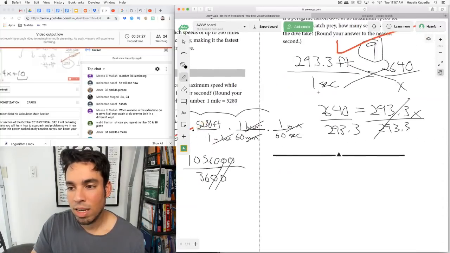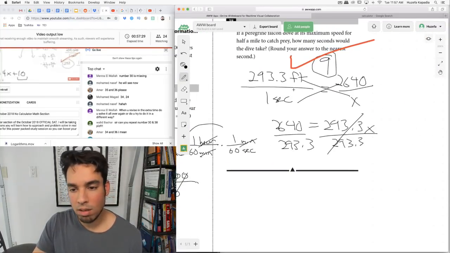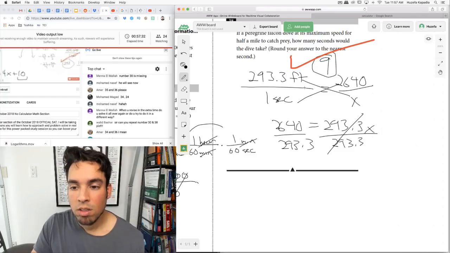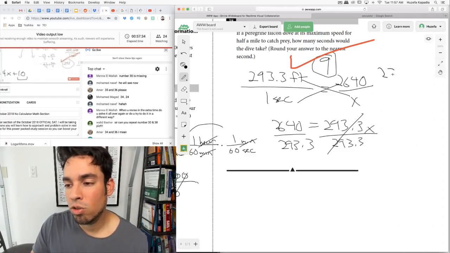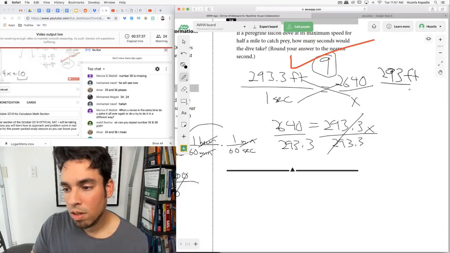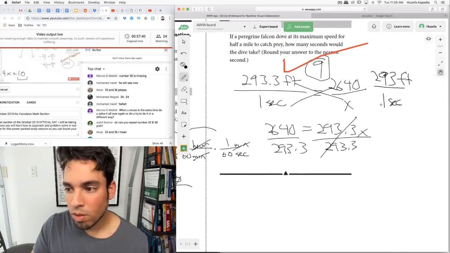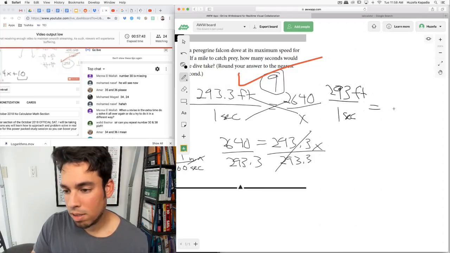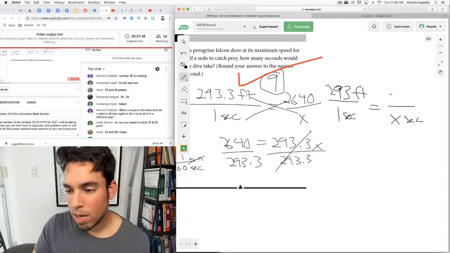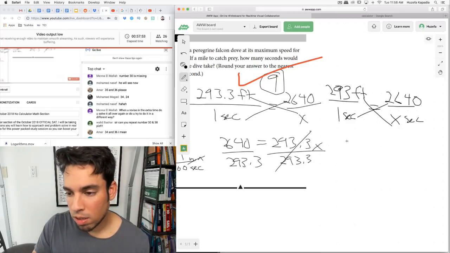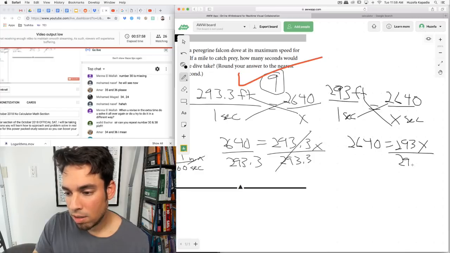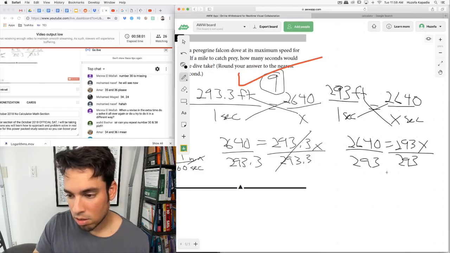Last but not least, in 38, we've already calculated the feet per second speed. So all I did was I set up a ratio. If I know that we go 293 feet in 1 second, I want to know how many seconds. It's a proportion. It's just equal. How many seconds will it take him to travel half a mile, which is 2,640. Once we have this, we cross multiply. Equals 293x. Divide, aka isolate, x. And it's approximately 9.